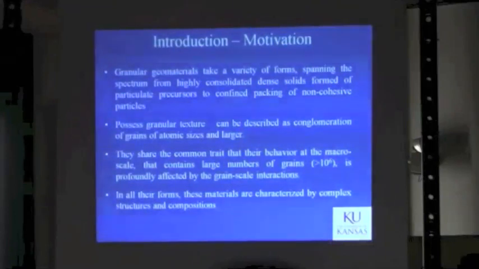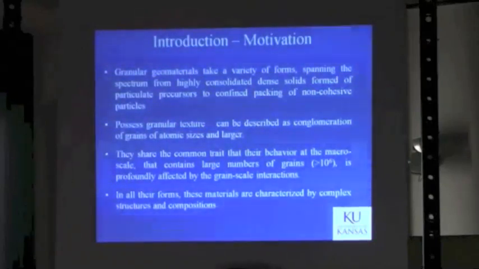Now, the other thing is that these materials all possess granular texture. We know that from our feel, from looking at microscope micrographs at all different scales. So we can describe these as conglomerations of grains of atomic sizes or larger. And most importantly, they share the common trait that their behavior at the macro scale is affected by this grain scale interaction, whatever that may be. And in all their forms, these materials are characterized by complex structures and compositions.